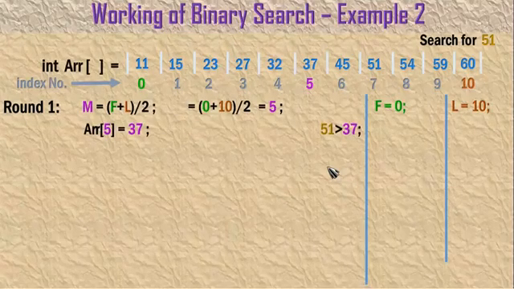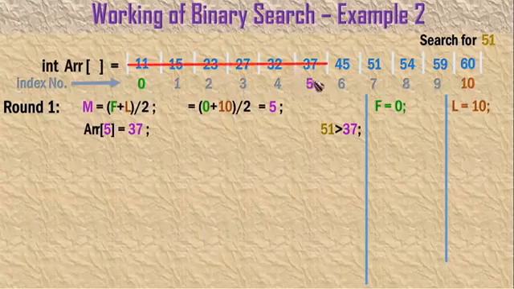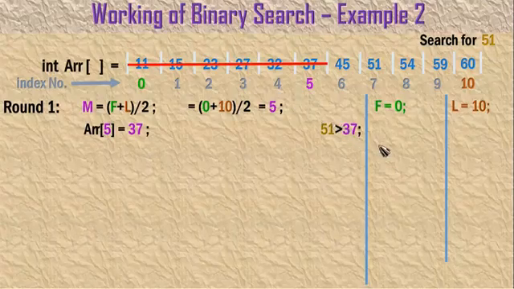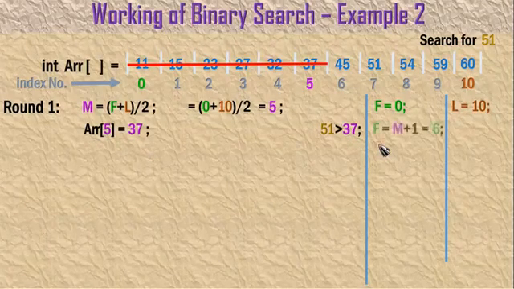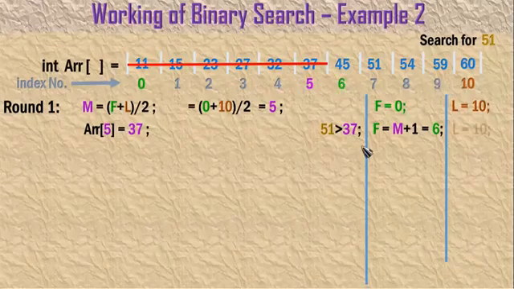So 51 is greater than 37. So there is no meaning in searching the first half. So automatically it will search in the second half. The first index of the new segment is arrived at by adding 1 to the middle index. So it becomes 6. The last index remains unchanged.